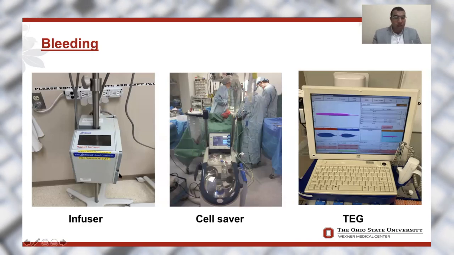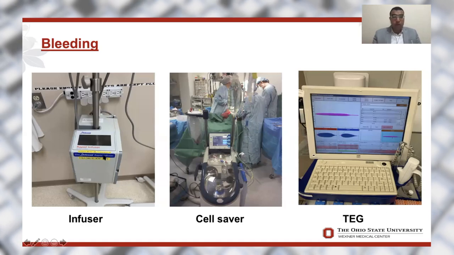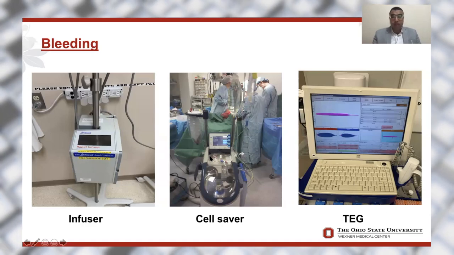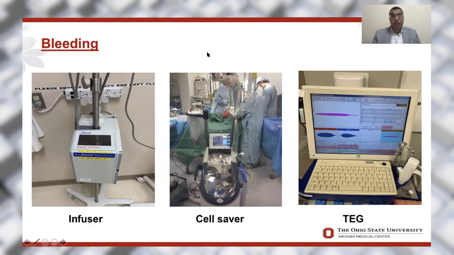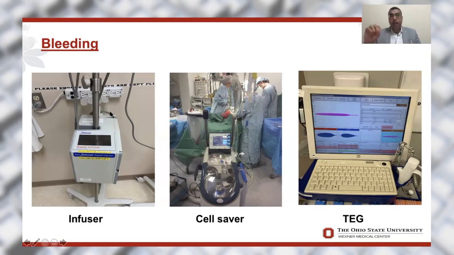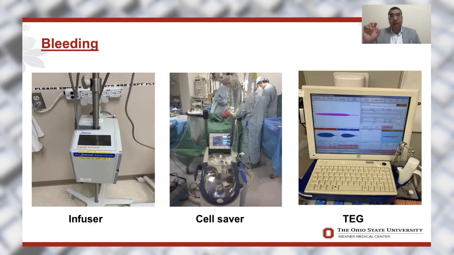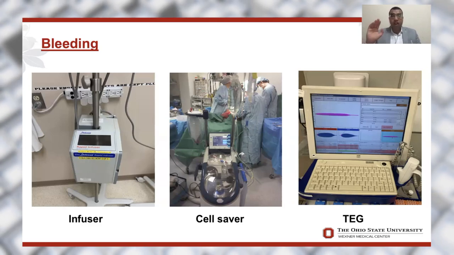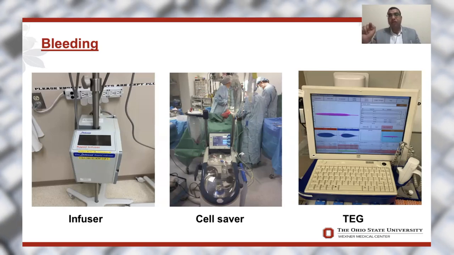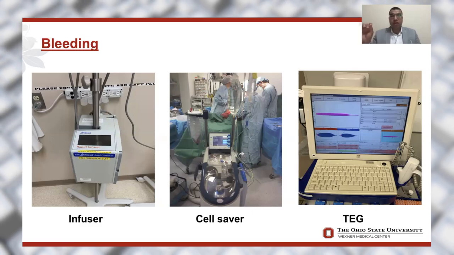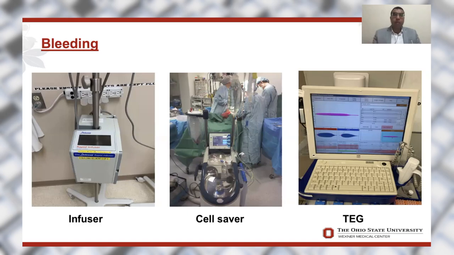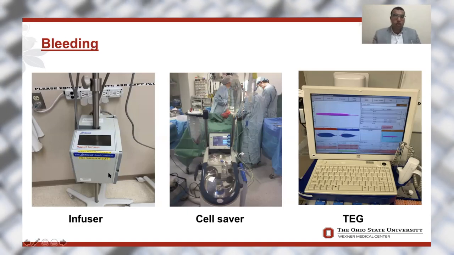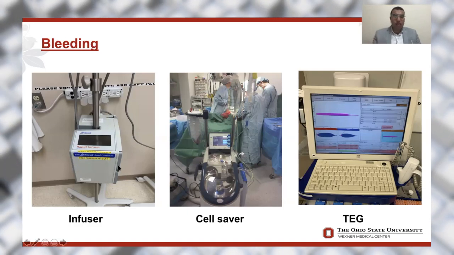And this is a very nice device called the rapid infuser. The rapid infuser collects the blood from the cell saver, the crystalloid you give to your patient, and the blood products, and pushes it into the patient's circulation at a very nice rate, 500 up to 750 ml per minute. You can push 0.5 liter of fluid to the patient in only 1 minute. But for sure, in thoracic surgery, we are not using this rapid infuser.